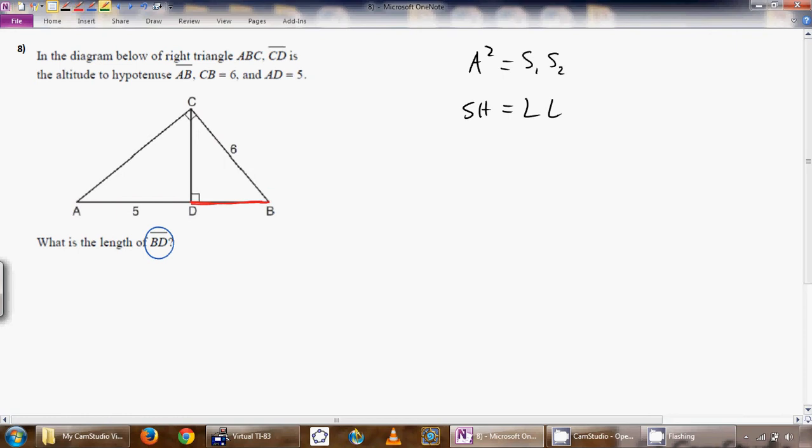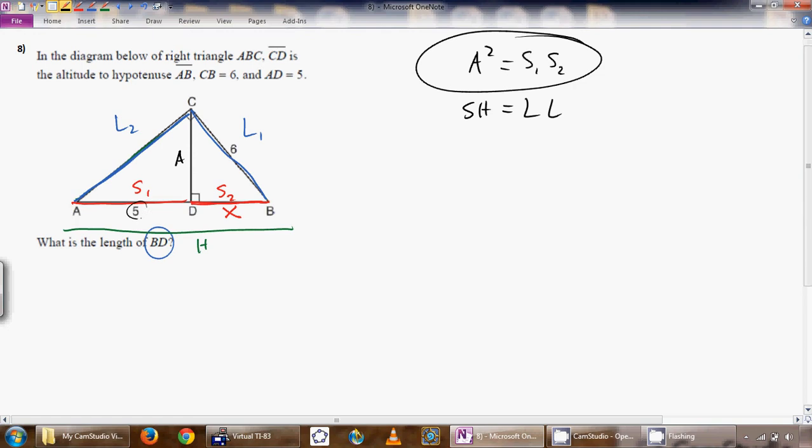Okay, well, let's label this thing. This entire piece is the hypotenuse. Therefore, these are the legs. I'll call this leg 1, leg 2. And this must be segment 2, and this must be segment 1. So I'm looking for, I'm going to call it X, segment 2. If I knew the altitude, I could do ASA, because I've got segment 1, and I'm looking for segment 2, and I've got my altitude. But unfortunately, I don't have my altitude, so I'm going to rule that one out.